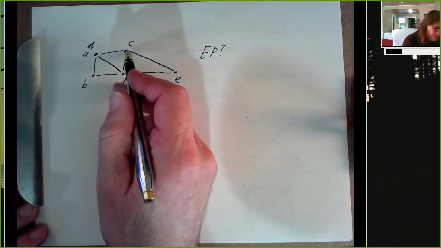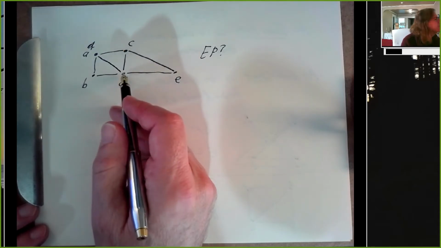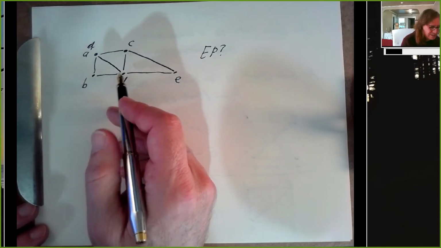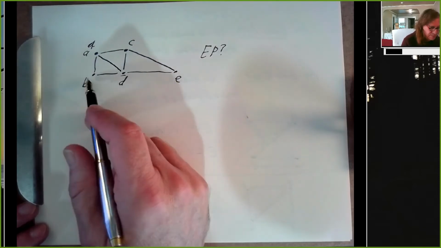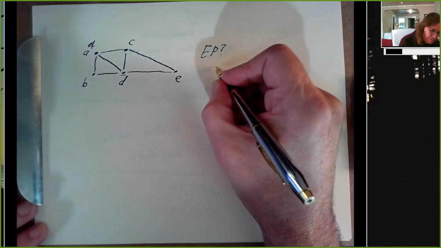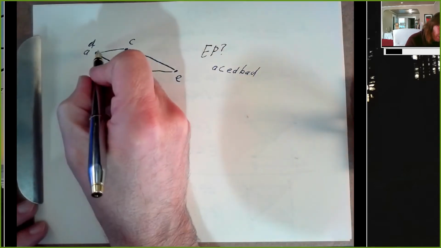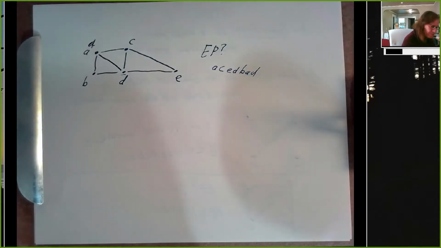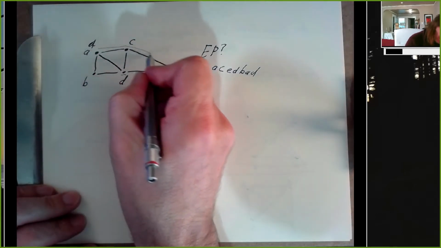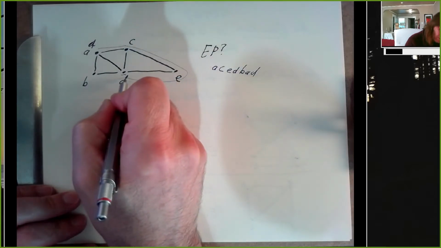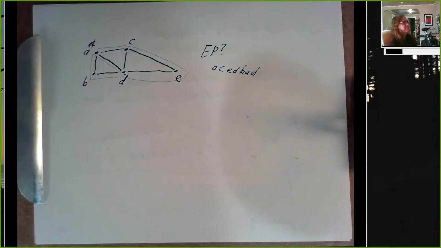A, B, D, C. I don't think we can go from D to C and back to D, because we would be traveling this edge twice. Okay, so let's see. A, C, E, D, B, A, D. So start here, and let's travel A, C, E, D, B, A, D. That looks like a good Euler path.